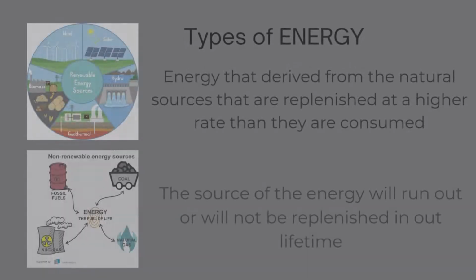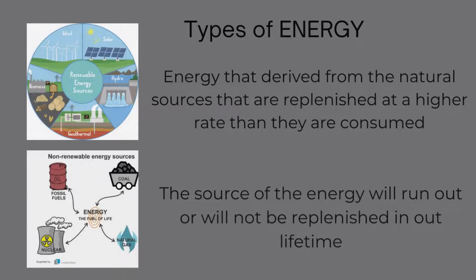Types of energy. There are two types of energy. The first one is renewable energy. Renewable energy is energy that derives from the natural sources that are replenished at a higher rate than they are consumed. The examples of renewable energy are chemical, nuclear, and indirect solar. The example of chemical is muscular. Meanwhile, for nuclear is geothermal and fusion, and for indirect solar is biomass and wind.